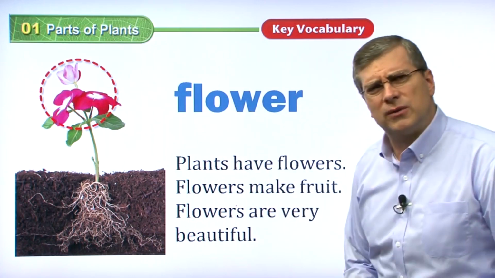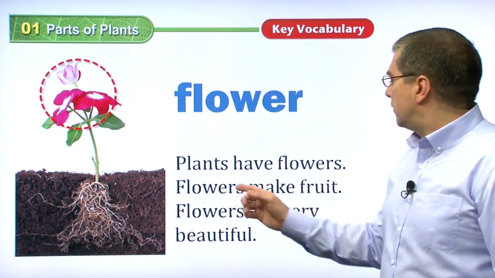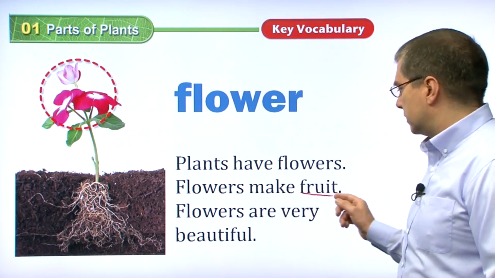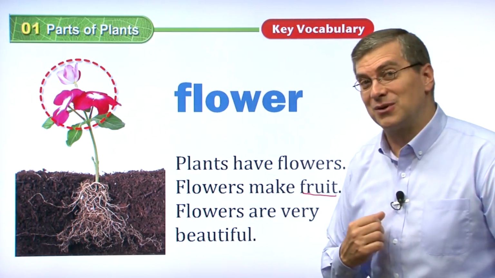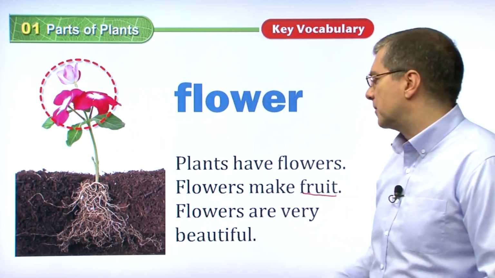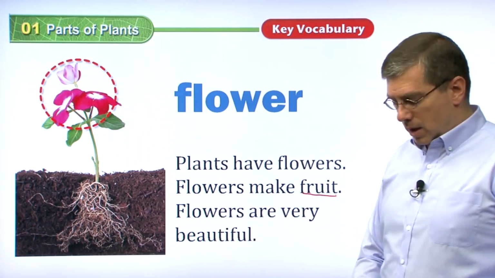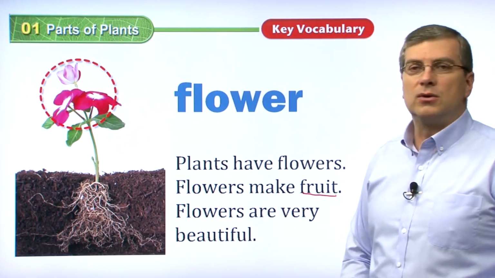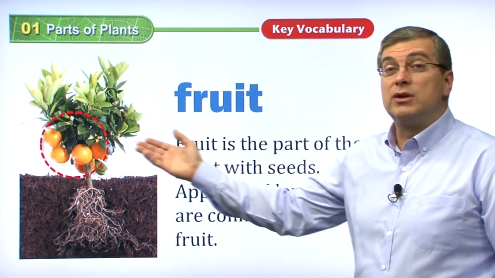What do flowers do for the plant? Plants have flowers. Flowers make fruit. Well, that's what they do for us, right? Because we eat the fruit. But what does the fruit do for the plant? We'll find out soon. Flowers are very beautiful, as I've said, right? Well, what is it about flowers and fruit that is good for the plant? Okay, well, these flowers, they produce fruit.